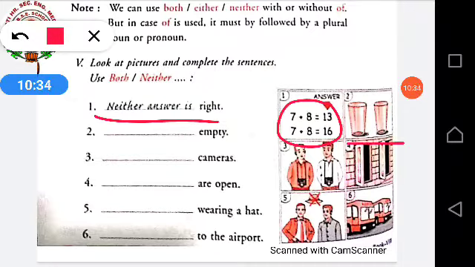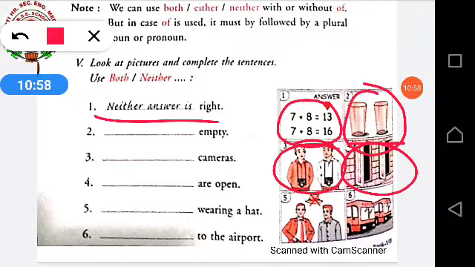Then next, what can you see over here? 2 empty glasses. So we can take both over here. Both the glasses are empty. Then camera. Both the men are having cameras. So you can write both the men have cameras. In the same way for windows, both the windows are open. So here also we will be using both. Both the windows are open.